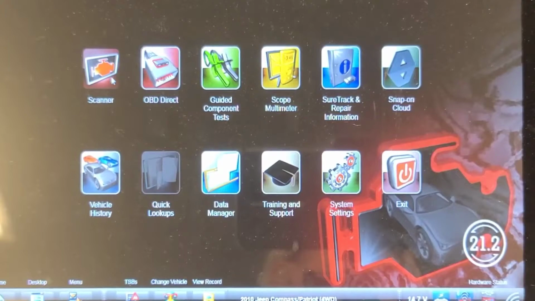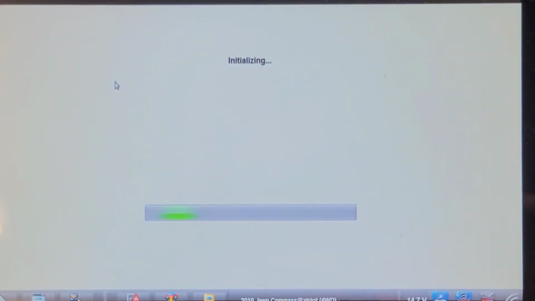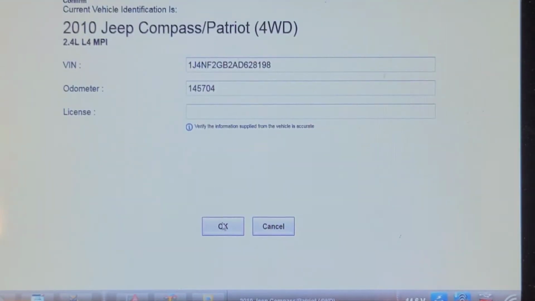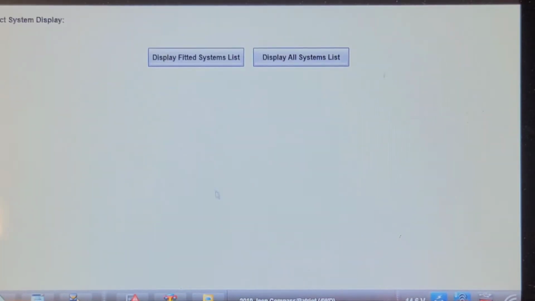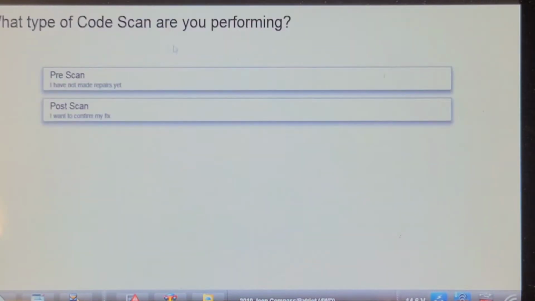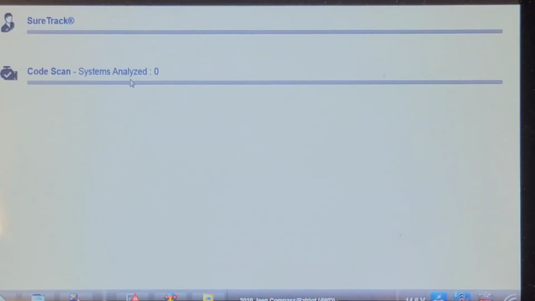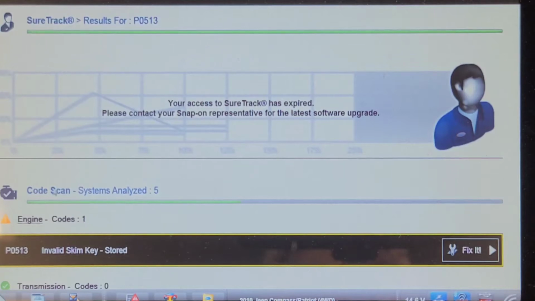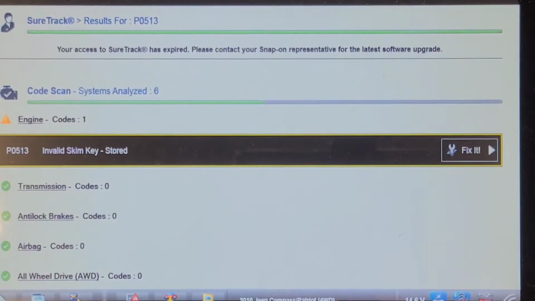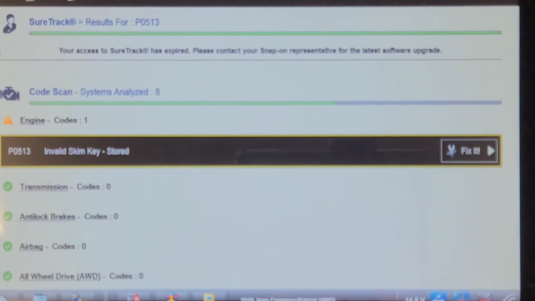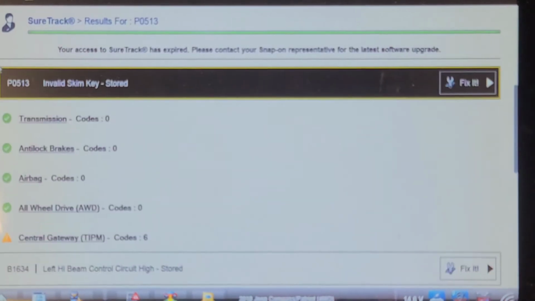So I've already ID'd the vehicle. So we'll start out with a network scan. 145,000 kilometers, not very many miles. And let's do a code scan. Now, Chrysler will let you do a network code scan with it running. Invalid SKIM key. And it might have a remote car starter, but they didn't mention anything about starting issues.